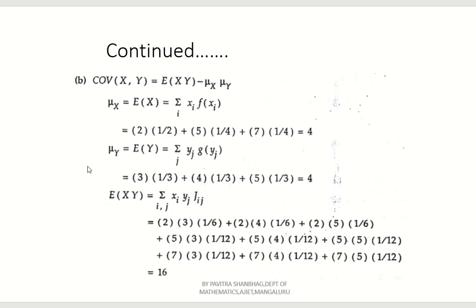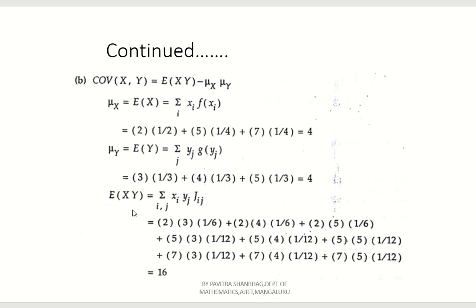Similarly, find expectation of y or mu y. That is nothing but summation yj into g(yj). That is 3 into 1/3 plus 4 into 1/3 plus 5 into 1/3. So what we will get? 4 into 1/3 plus 5 into 1/3 means 9/3, 9/3 means 3. 3 into 1/3 means 1 here. So 3 plus 1, that is 4.